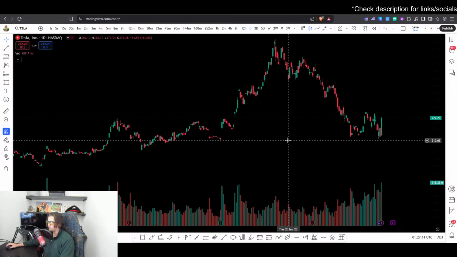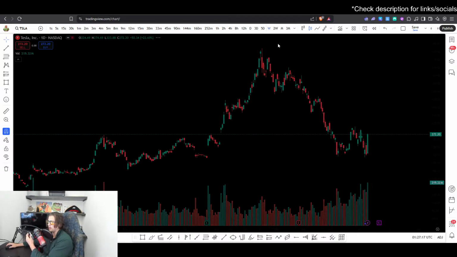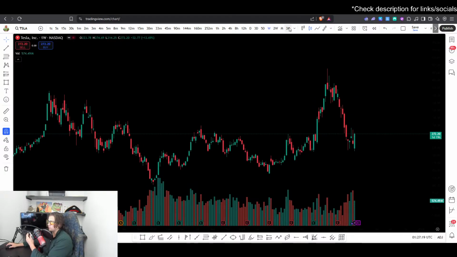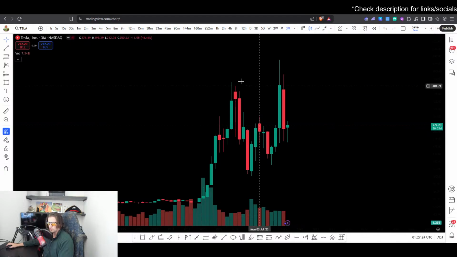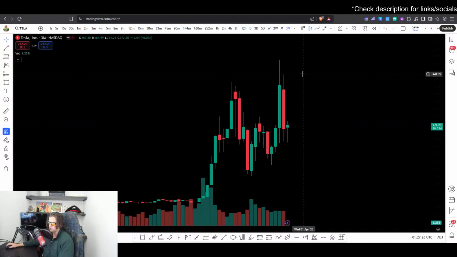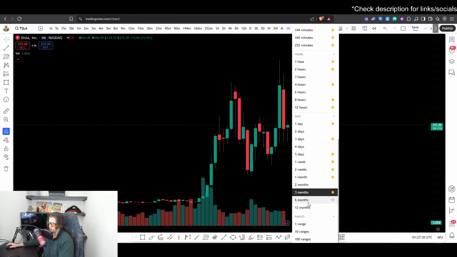Now, if we were going to look at Tesla from a technical standpoint, is it too late to buy or whatnot? This is where, if we're analyzing charts, and now that we have the idea of how the candlesticks work, you'll notice that I'm going down the time frames. I'm going up to a higher time frame.